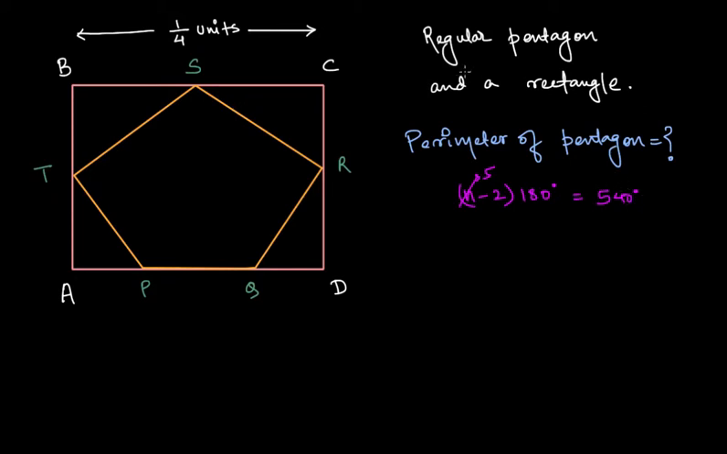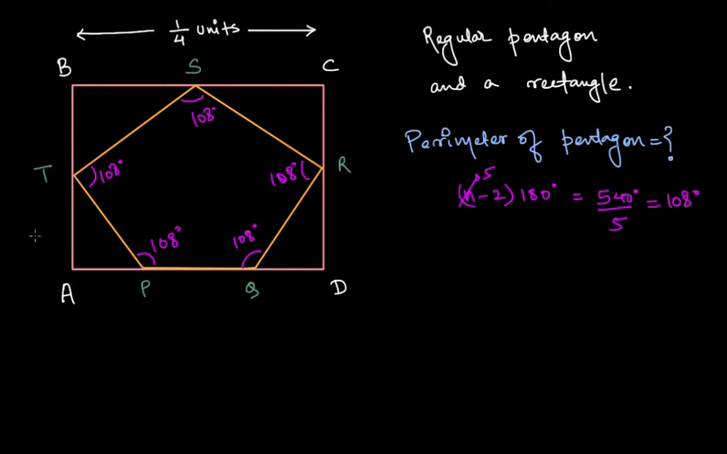Now, since this is a regular pentagon, I can say that each of the interior angles here will measure 540 divided by 5. That is, this 540 will be equally distributed among these 5 angles. So that's the reason why I have divided 540 by 5, which will give me 108 degrees. This means that all these angles here will measure 108 degrees. But what's the point of this? Why do we even care about the measure of these interior angles? Let's see why.